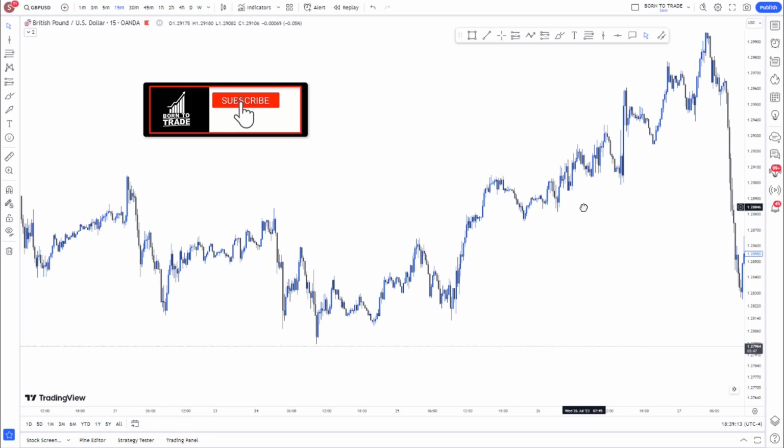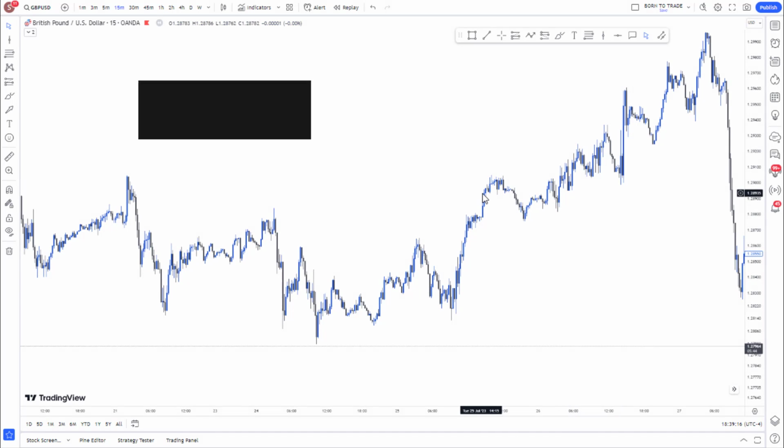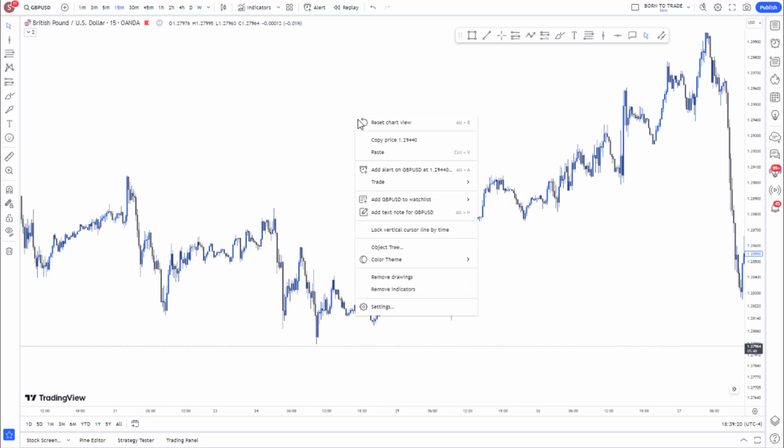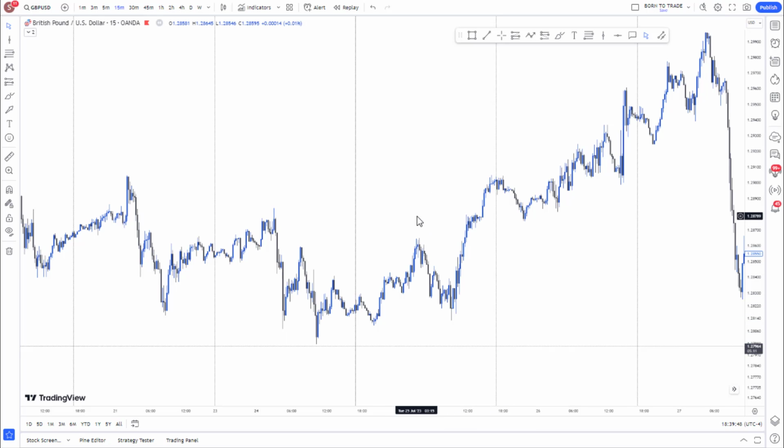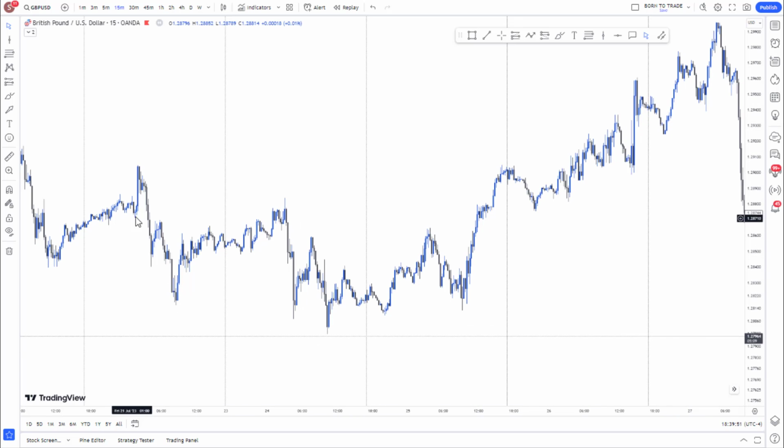Now what else do we need? Just like I said earlier, you should come to settings, go to events, and activate your session break. A lot of people were finding it hard to do, so I have to explain it right now. You select session breaks and press OK. When you activate your session break, it's going to divide every trading day, so price is broken separately and you can differentiate each day. Like here, this is the 26th day of July, here is the 25th day of July, and here is the 24th day of July.